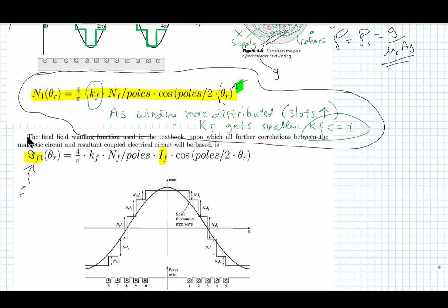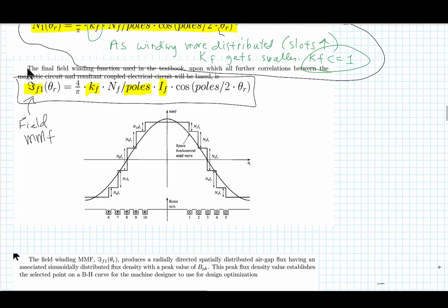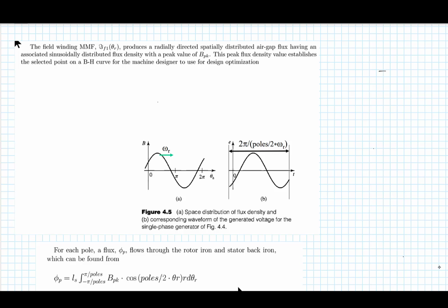So this is the field MMF. And now we have a function for the field MMF as a function of the field turns, the winding factors, and the number of poles. And it is a position-dependent term. Okay, so where is this all leading?